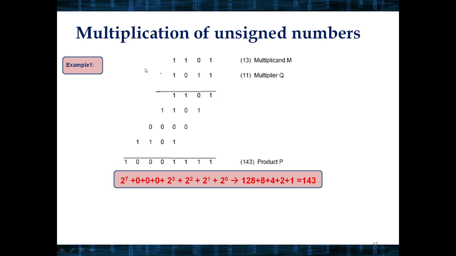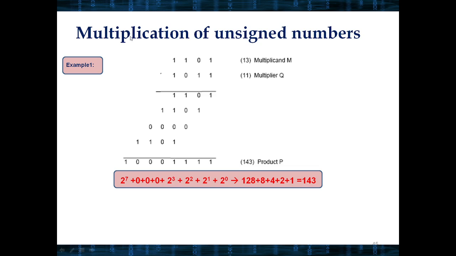So let's take one example. We are taking 13 as the multiplicand and 11 as the multiplier. The multiplicand is represented by the letter M, and the multiplier by Q. So we are doing M into Q. Next, convert this into binary format. Here we have 4-bit numbers. 13 is represented as 1101 and 11 is represented as 1011.